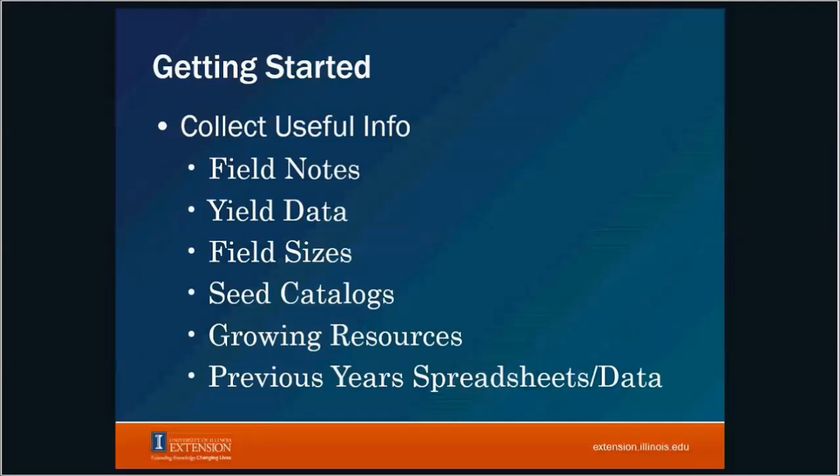So when getting started, if you've already been keeping records and you have some records from previous years, it's good to collect that info before you sit down and start working with a spreadsheet like this. So if you have field notes from previous years, any yield data from previous years, how big your plots are, all your seed catalogs that you need, any growing resources or extra charts, and then previous year spreadsheets and data. The project that I worked on before I came on with Extension, those of you who were at the training on Saturday, you got a preview of that.